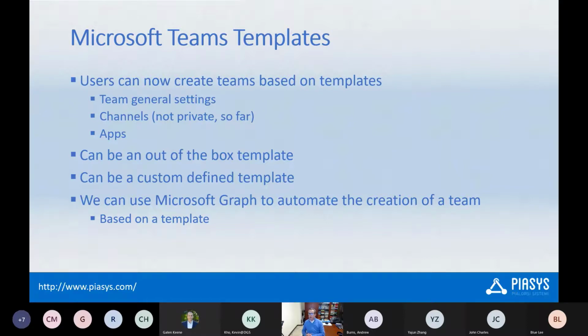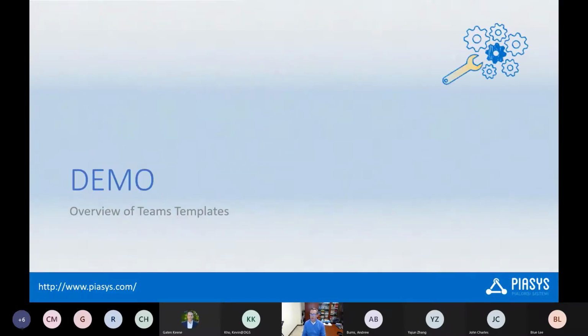You can use some out-of-the-box templates provided by Microsoft, or you can create your own templates, which can be created either starting from the out-of-the-box ones provided by Microsoft, or can be a template that you create from your own teams or from scratch. And as I already briefly told you, you can also use Microsoft Graph to create a team based on a specific template. So let me show you what I mean.